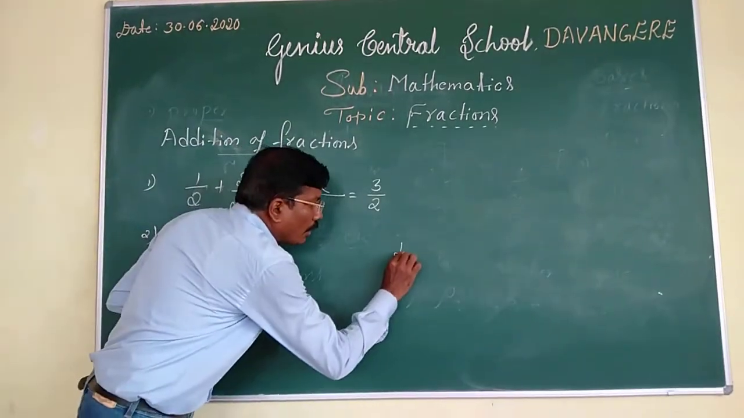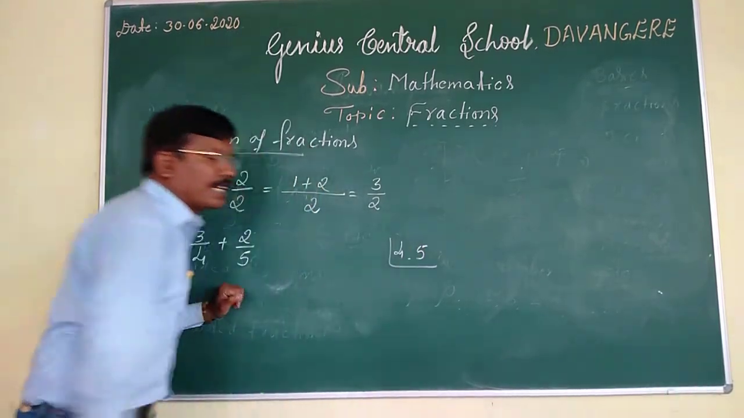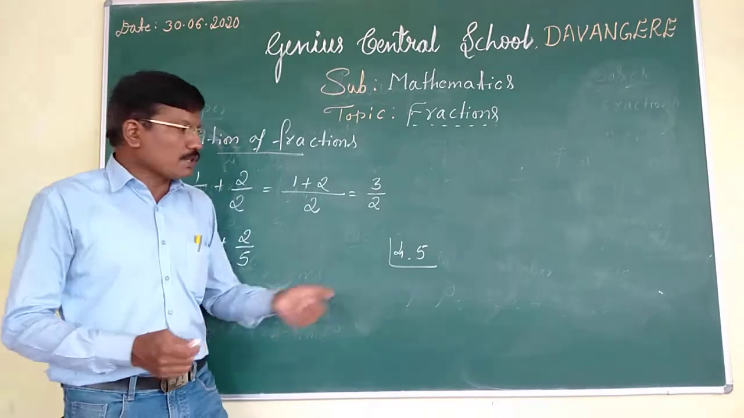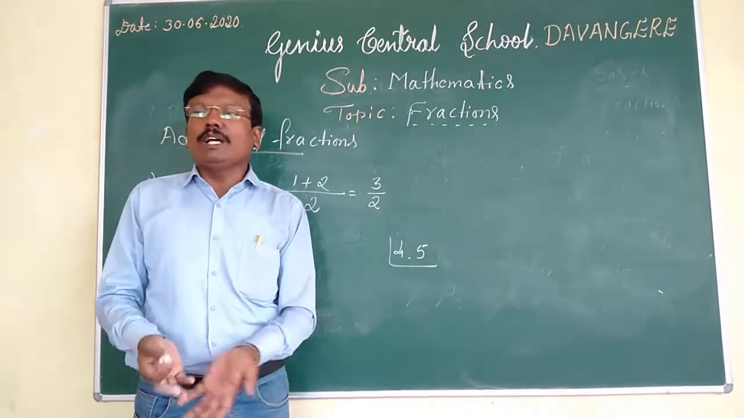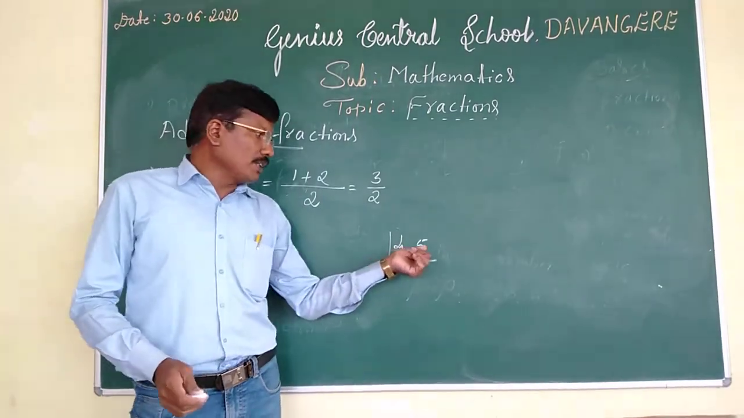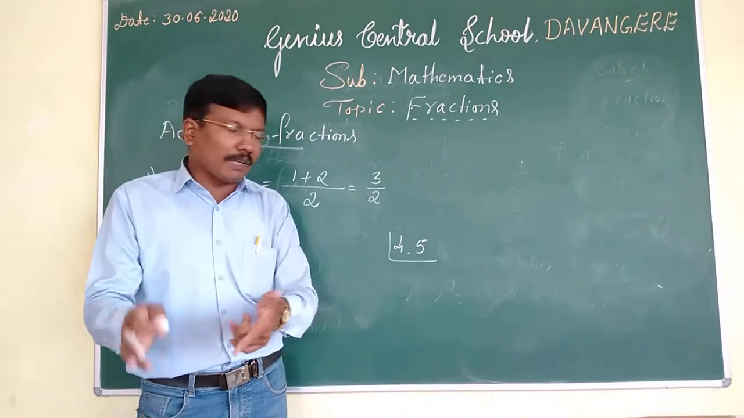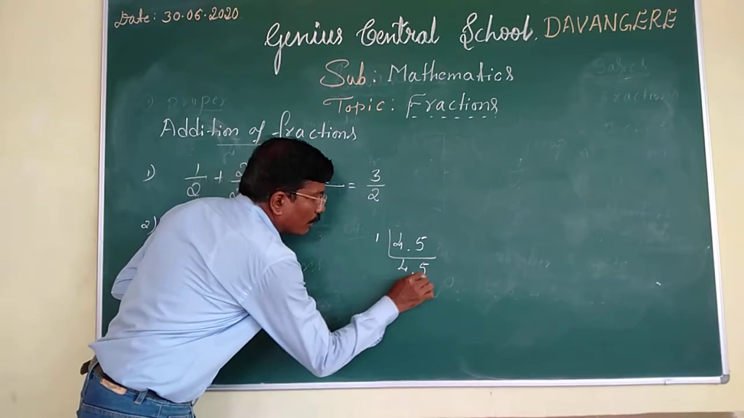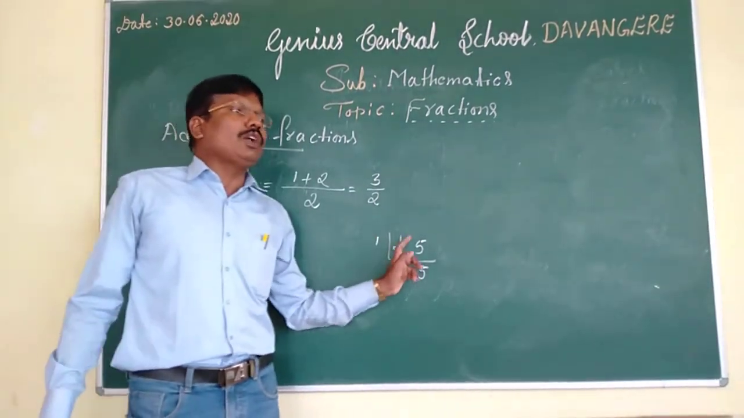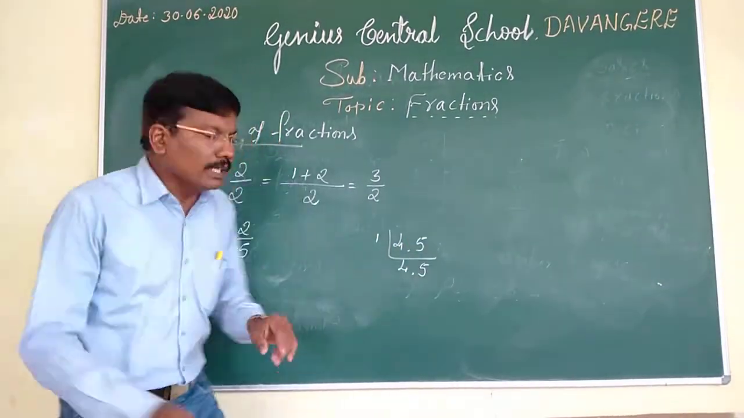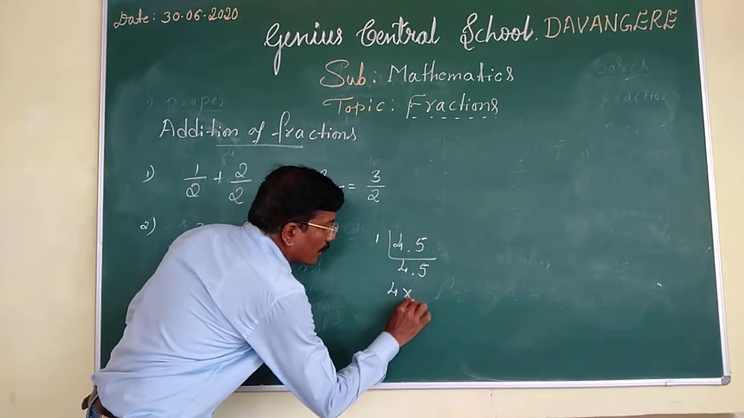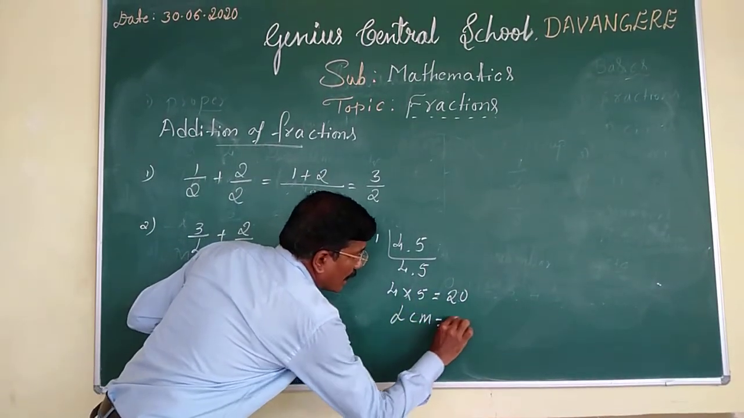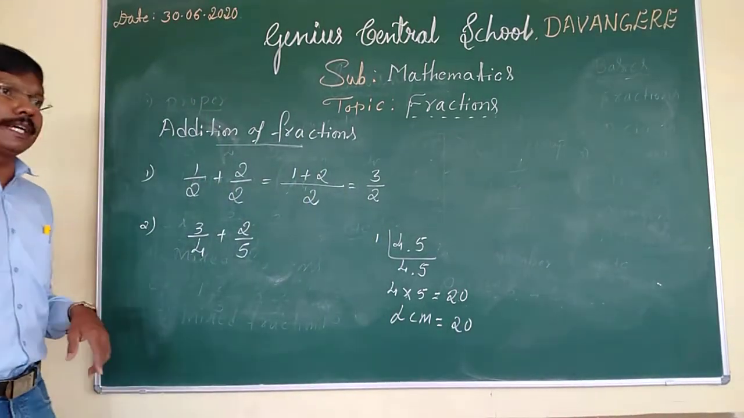Here take the LCM of 4 and 5. Here 4 and 5 have no common multiples, because 4 is divisible only by 4 itself and 1, and 5 is divisible only by 5 itself and 1. So 1 into 4 is 4, 1 into 5 is 5, and because 4 and 5 have no common factor, multiply these two: 4 into 5 equals 20. This is called the LCM. Look here.